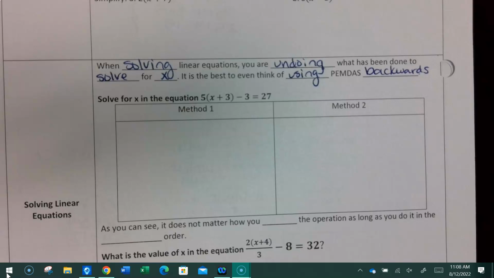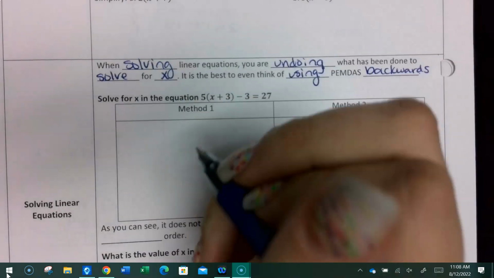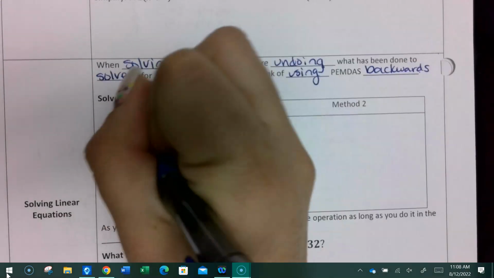Okay, so I have this problem to solve. 5 times (x plus 3) minus 3 equals 27. I am going to solve it 2 different ways. So the first way, I am going to use the distributive property. So I'm going to start by copying this problem down.